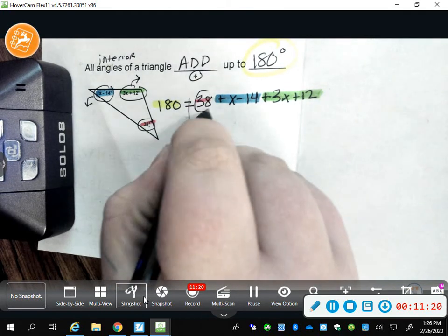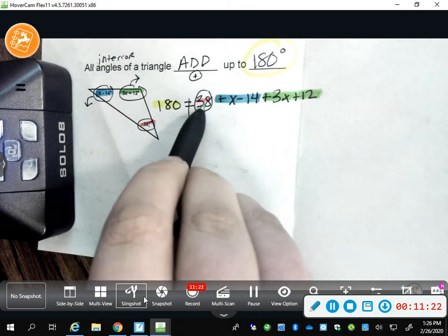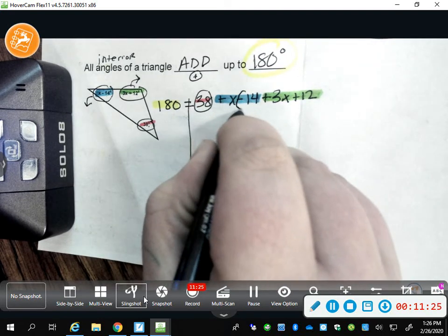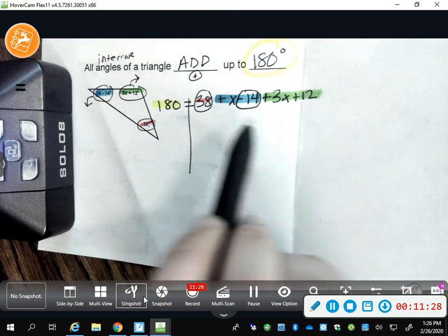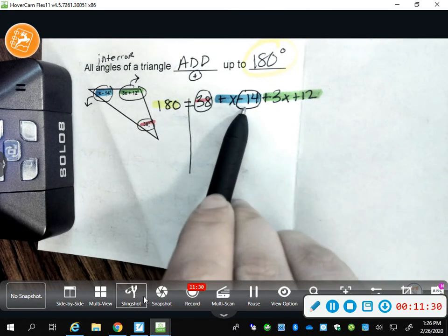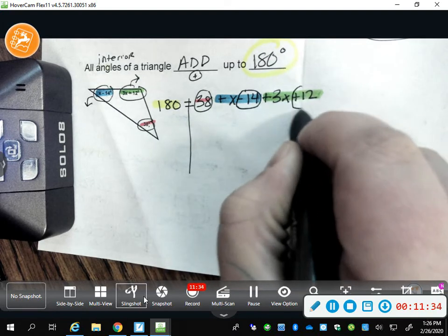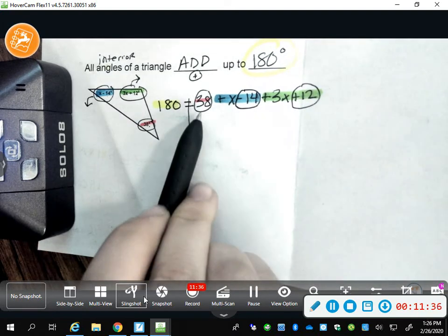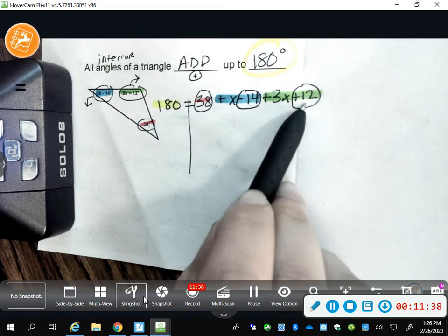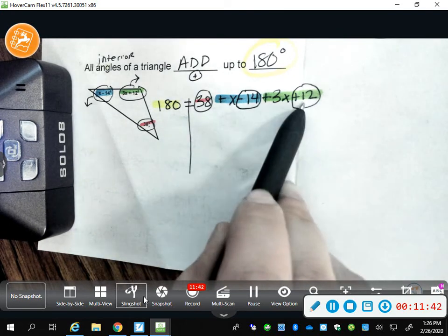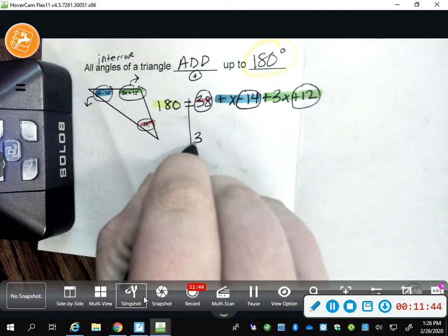I can combine 38. 38 won't combine with an x, but it will combine with a negative 14 or a minus 14. These are just plain old numbers. They're constants, so I cannot combine them with 3x. I could combine them with 12. Now I have 38 minus 14 plus 12. When you combine 38 minus 14 plus 12, you'll have a sum of 36.